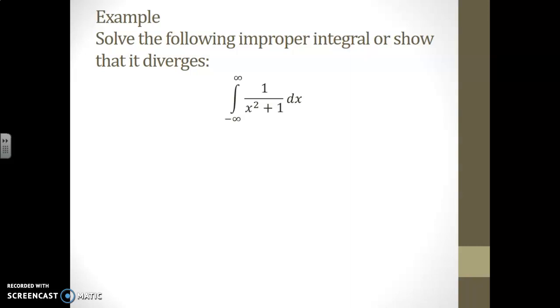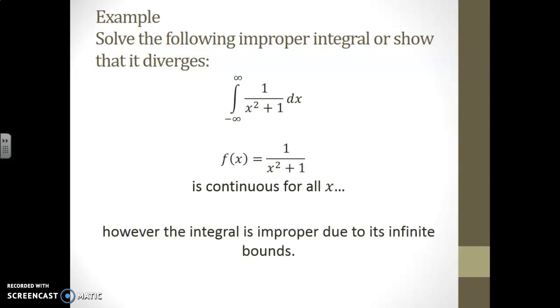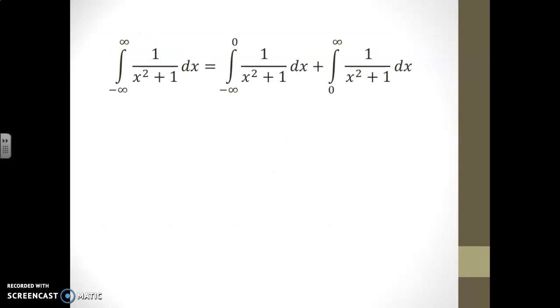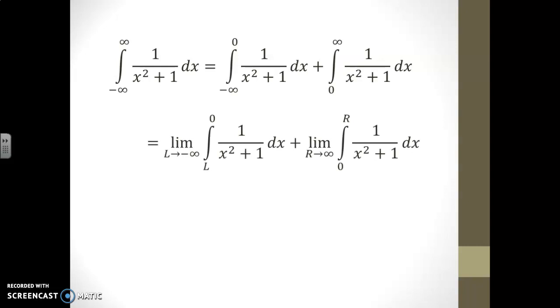Here's an example where 1 over x squared plus 1 is a function that is continuous for all x. However, it does have infinite bounds. The choice I've made in this video is to split up the interval minus infinity to infinity at 0. Any arbitrary choice is fine, and 0 just felt simple. The first integral requires that we replace minus infinity by some bound L, which will move towards minus infinity. The second integral requires that we replace infinity by r, the right bound, that will move towards plus infinity.